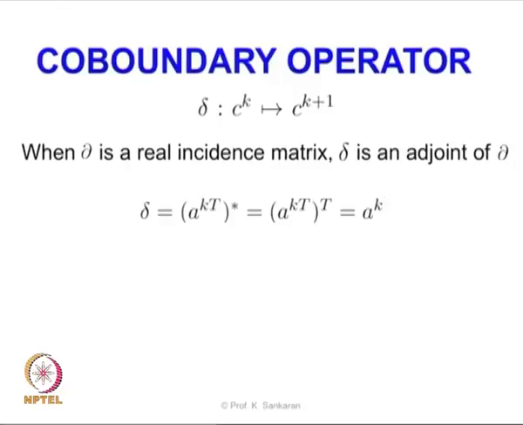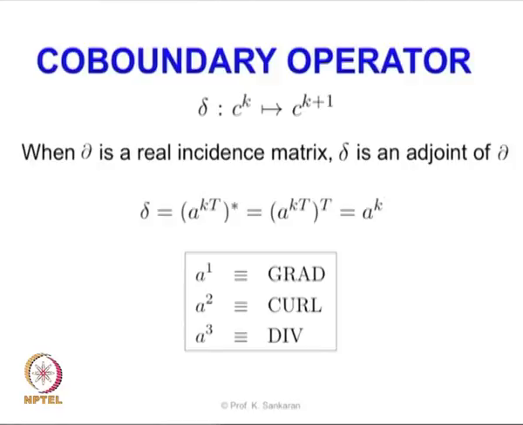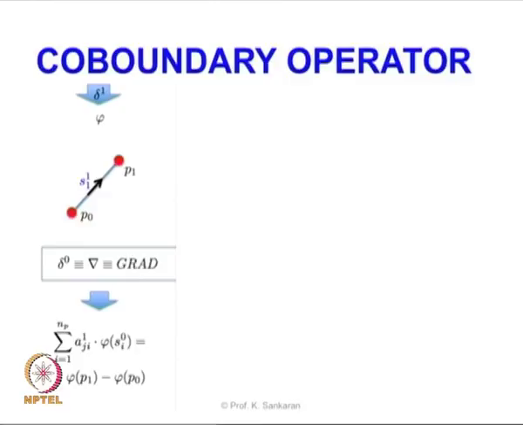Let us see the physical connection, or how the co-boundary operator is related to divergence, curl and gradient, using a simple example. Before I tell how they are related, let me already say what the relationships are. The first co-boundary operator is nothing but the gradient, the second co-boundary operator is the curl, and the third co-boundary operator is the divergence. I am going to explain how this relationship works using a simple example as follows. So let us take the case where we have a line with 2 points.